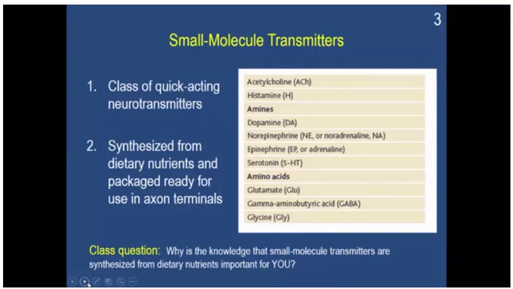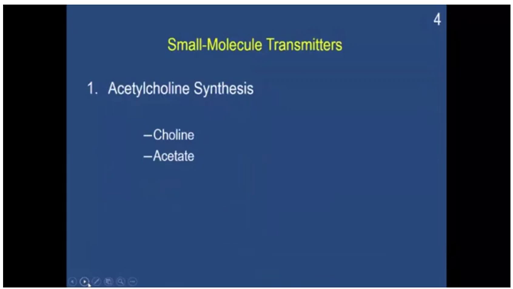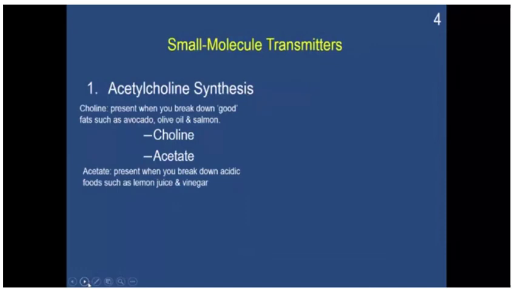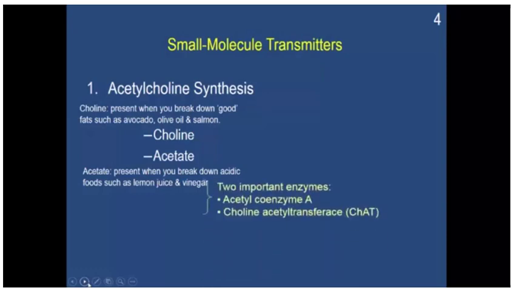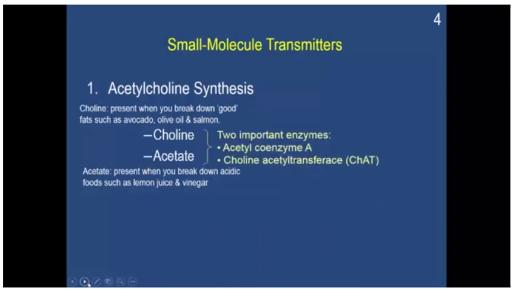So for example, we're going to talk about acetylcholine. Acetylcholine is literally the joining of choline and acetate. Choline comes from foods like avocados, olives, nuts, salmon, those types of things. And acetate is created when you break down acidic foods like lemon juice or vinegar. So these two things you have to have in your diet. Enzymes come in and make transformational changes to these items so that they will end up binding together and creating acetylcholine. I don't care that you memorize the enzymes in this class, but I'm providing you that information in case you're interested in them.